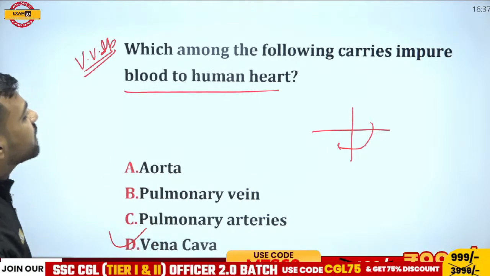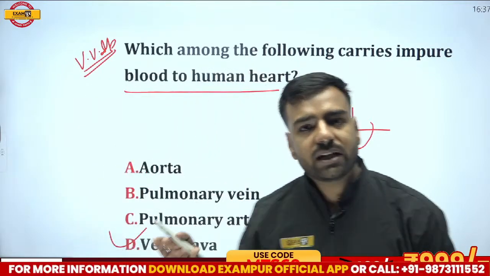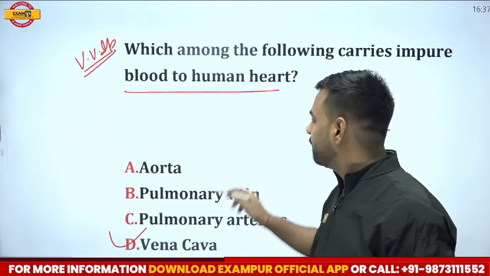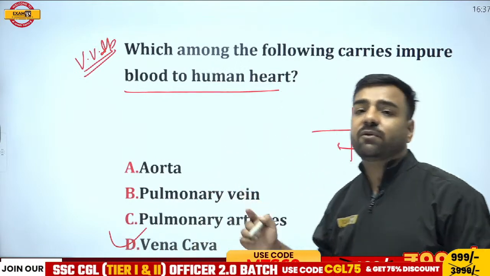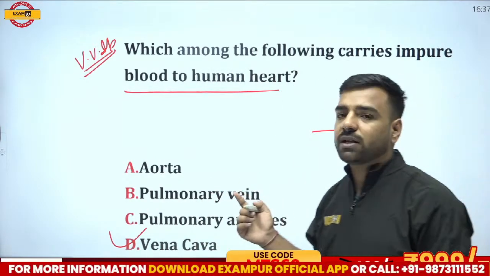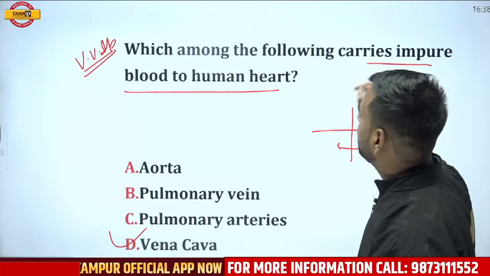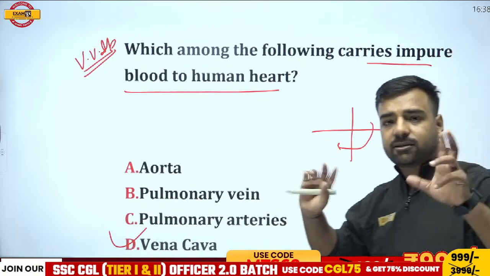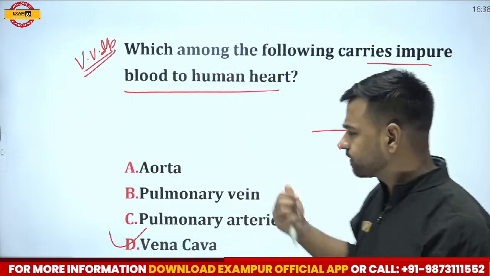Please remember, if I talk about impure blood towards the heart, the vena cava plays the role. But inside the heart, if it is asking from one of the chambers to another, for pure blood it would be the pulmonary vein, and for impure blood it would be the pulmonary artery. But when it is asking impure blood to the human heart, here vena cava is going to be the answer. So these are the things in which the question is twisted in the examination. Do not go with the wrong answer.